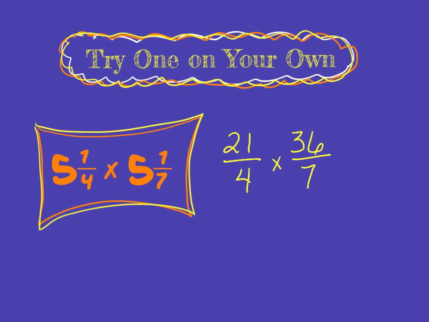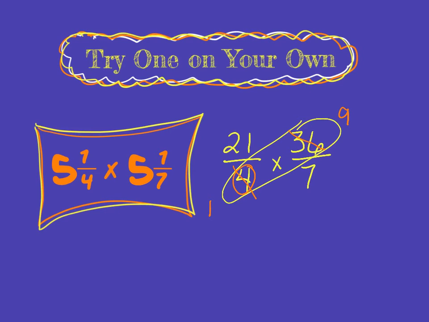So in this case, I would have to look at the opposites, and I'm going to try to find a common factor between 4 and 36. The greatest common factor I can find between those two is 4, and if I divide 4 by 4, I'm going to get 1, and if I divide 36 by 4, I'm going to get 9.